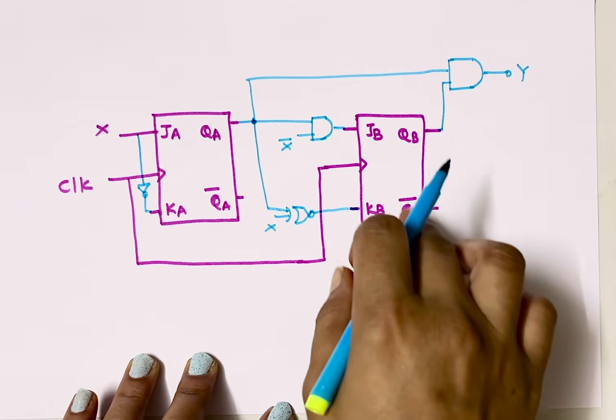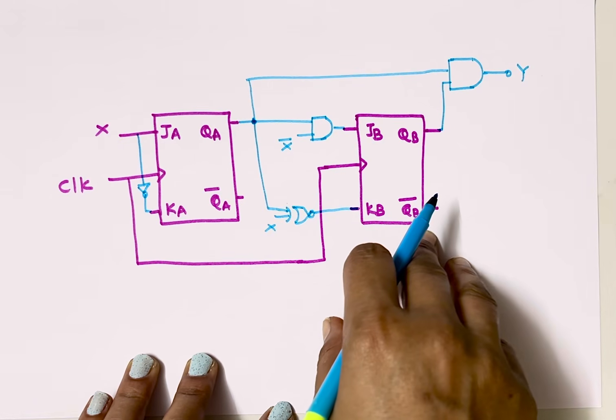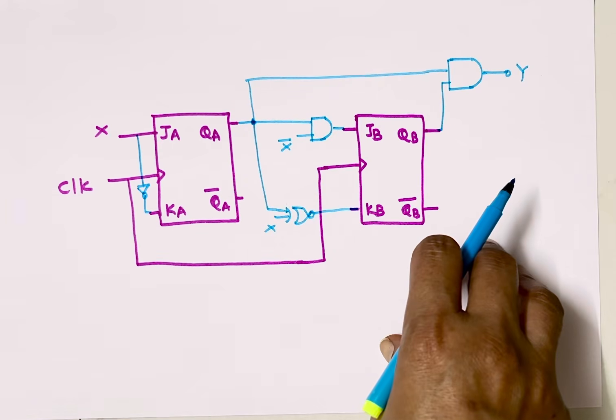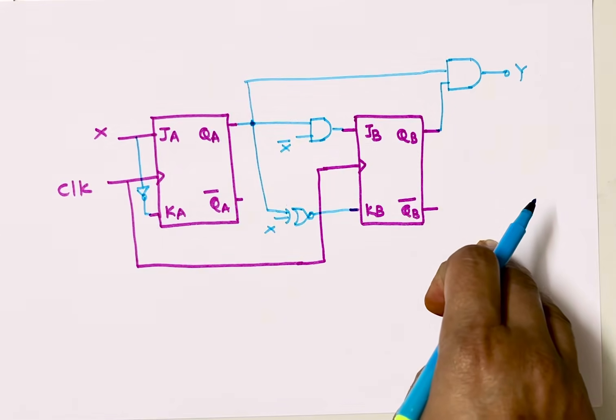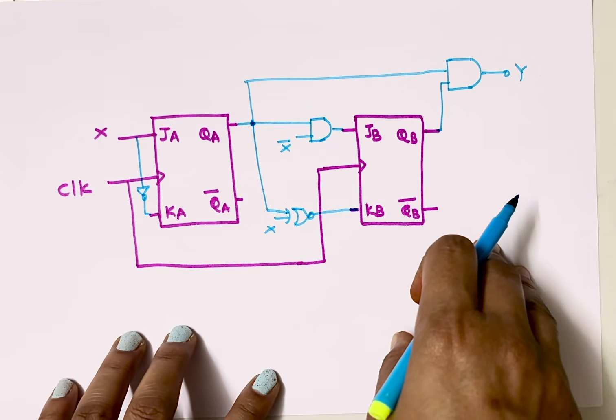So this is the implementation of the 101 sequence detector using Moore FSM and this is using Mealy FSM. So this is all about sequence detector implementation.